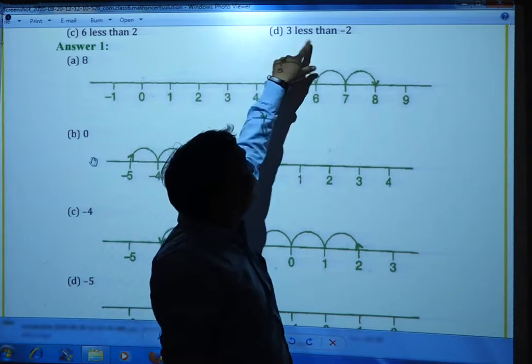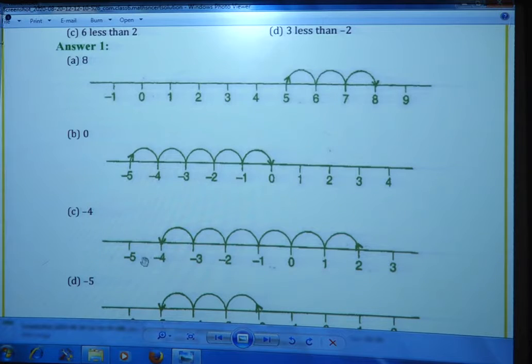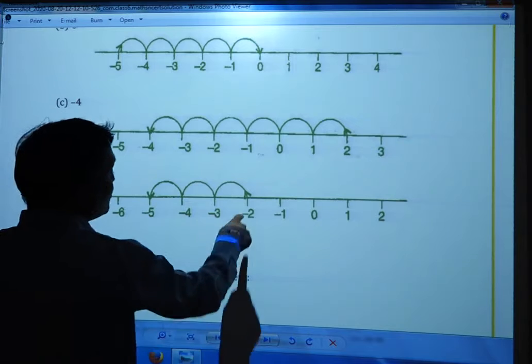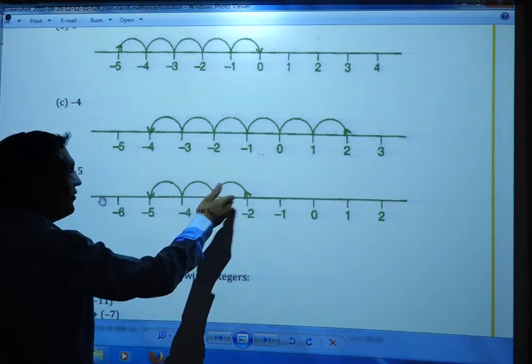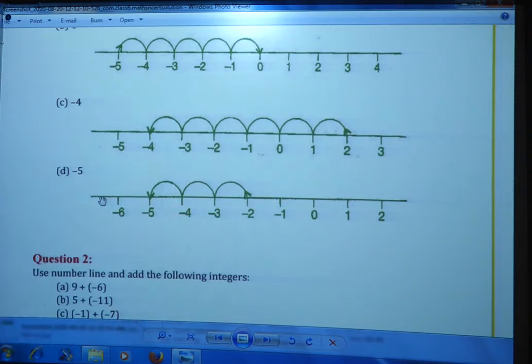Next question, 3 less than minus 2. From minus 2 go 3 less: 1, 2, 3. So you will get minus 5. Next, second question.